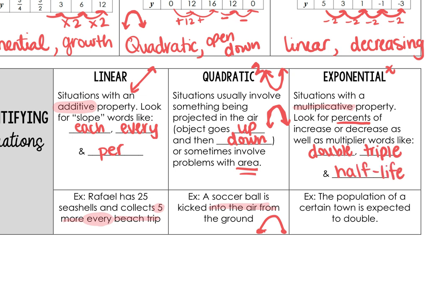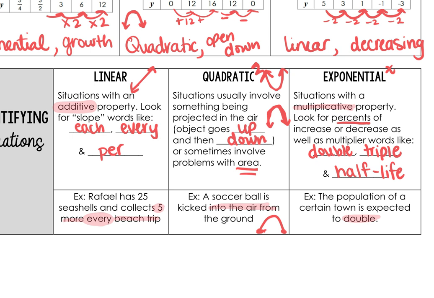Because if something has a half-life, that would mean we're multiplying it by 1/2. Just like doubling it would be multiplying it by 2. Tripling it would be multiplying it by 3. So if you have these word problems that have percents of increase or decrease, or they use those multiplier words, then we're going to have that exponential function. So an example here is the population of a certain town is expected to double. Because it is doubling, that's how we know that it's going to be an exponential function.